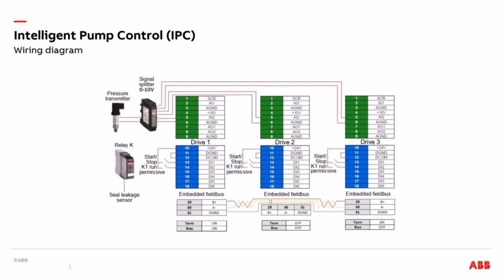The relay K is a seal leakage sensor. It is wired to each individual drive as a K1 run permissive. The start and stop wire is wired to each individual drive. Embedded field bus is wired to each individual drive.